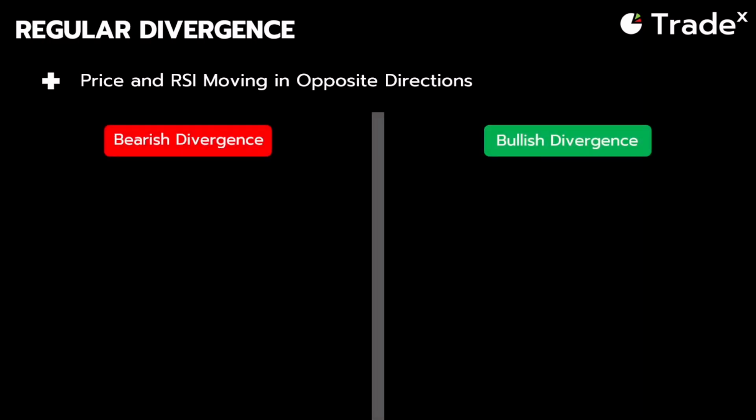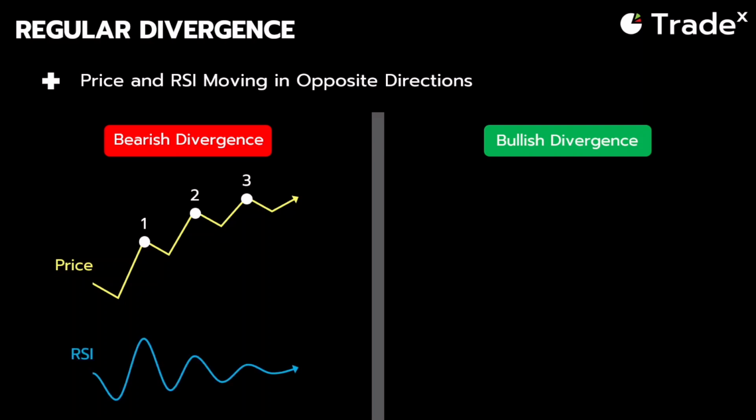In a bearish divergence, the price forms a higher high, as indicated by points 1, 2, and 3, while the RSI forms a lower high around the same time. This pattern suggests that even though the price is reaching new highs, the momentum is losing steam. This weakening momentum hints that buying pressure might be cooling off, and a bearish reversal could be right around the corner.